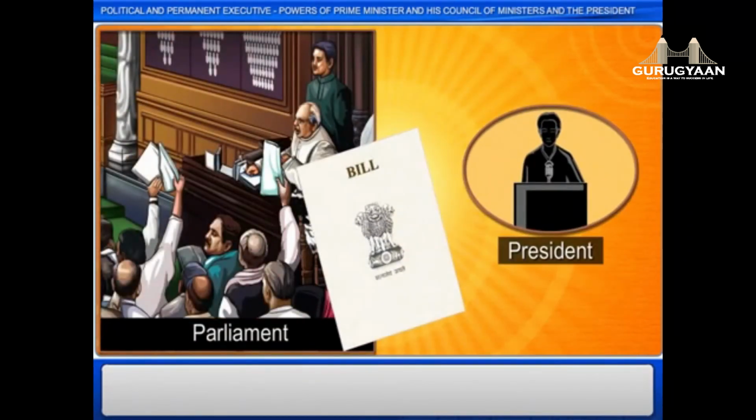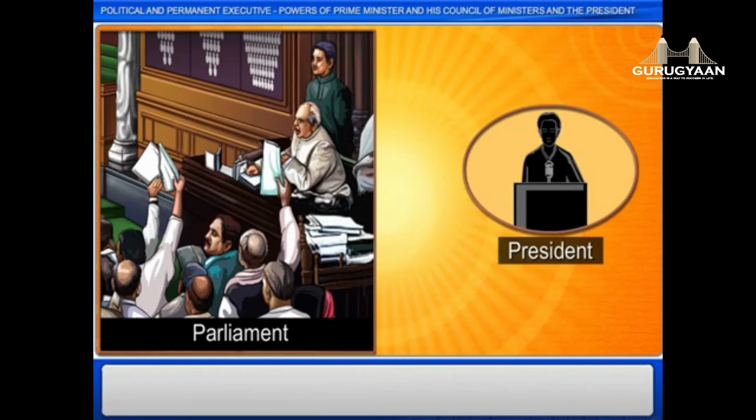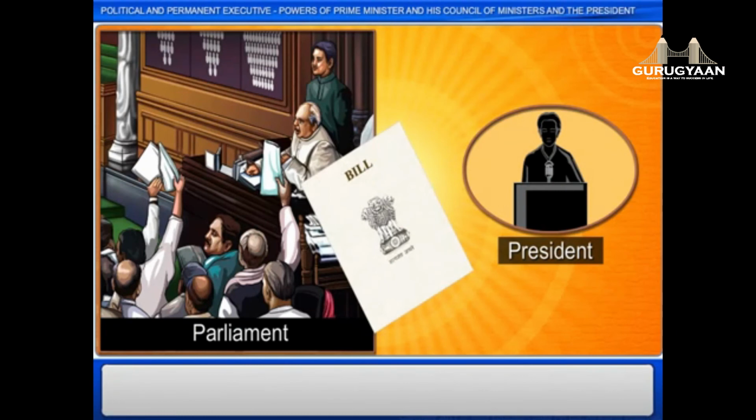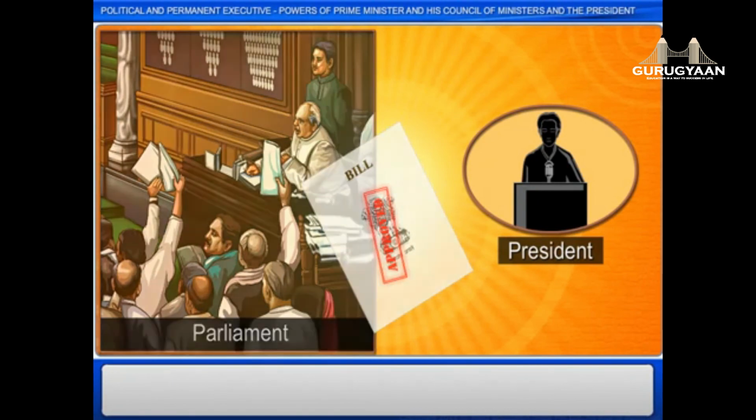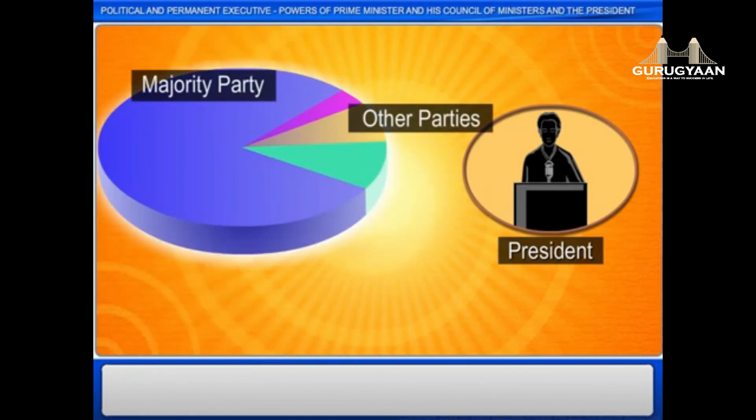Any bill passed by the Parliament becomes a law only if the President approves it. If the President wants, he or she can delay it and then send it again to the Parliament. If the Parliament passes the bill again, the President has to sign it. One major decision that the President makes on his or her own is to appoint the Prime Minister. The President appoints the leader of the majority party or the coalition that enjoys a majority support in the Lok Sabha as the Prime Minister.